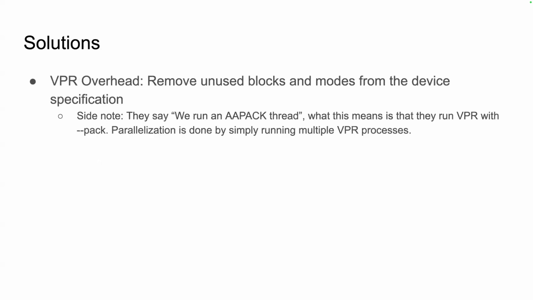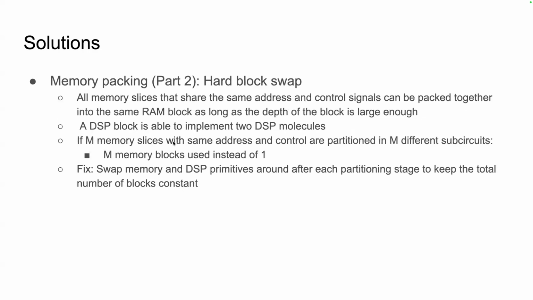For mitigating the VPR overhead, they removed unused blocks and modes from the device's specifications. So if you have some unused mode in your circuit, they just don't generate it. Not entirely sure how they do it, but that's what they say they do. And I already explained it, but in the paper they say you run an AAPack thread. What this means is that they run VPR with dash dash pack. Parallelization is just running multiple processes of VPR.